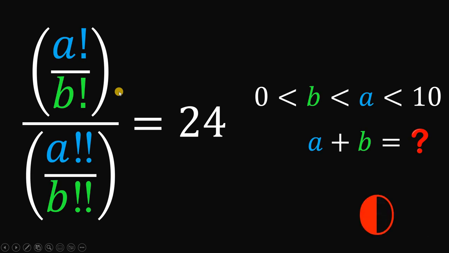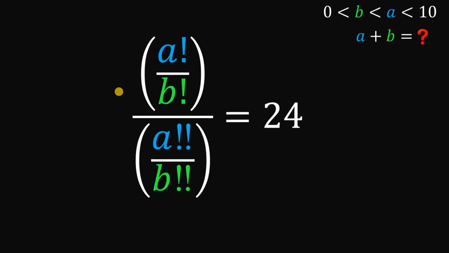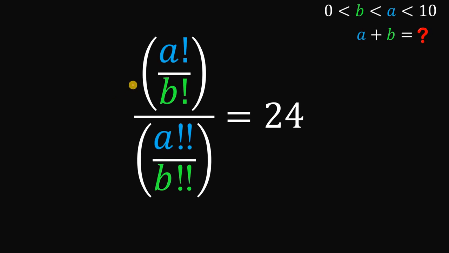And now, let's answer this question together. Our goal is to solve for the values of a and b that satisfy this equation, a factorial over b factorial all over a double factorial over b double factorial equals 24, wherein 0 is less than b, b is less than a, and a is less than 10. So how do we start?